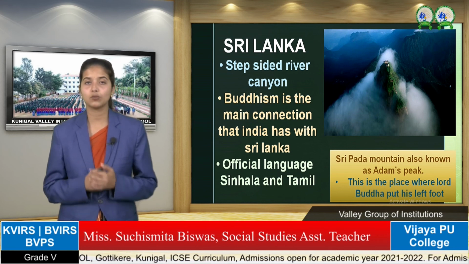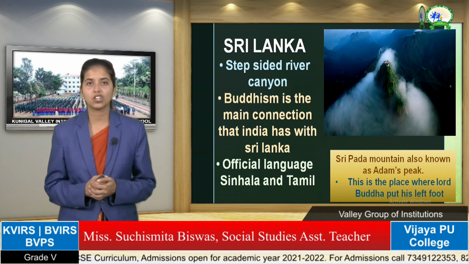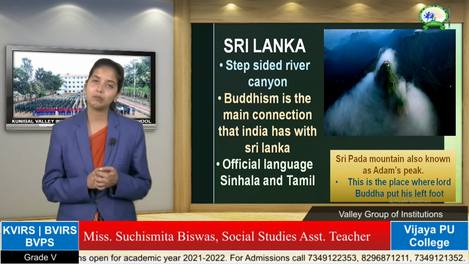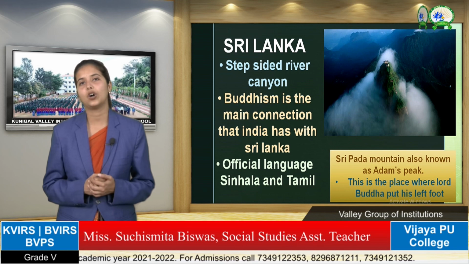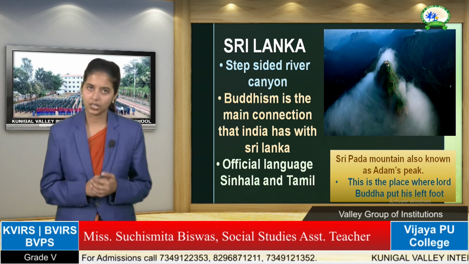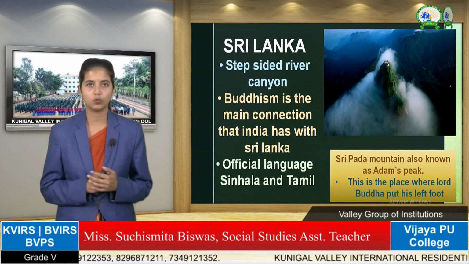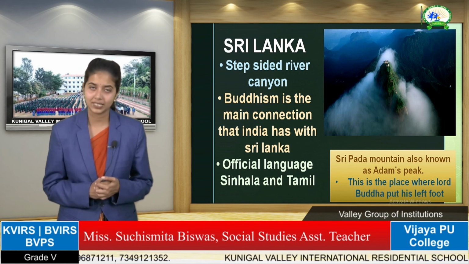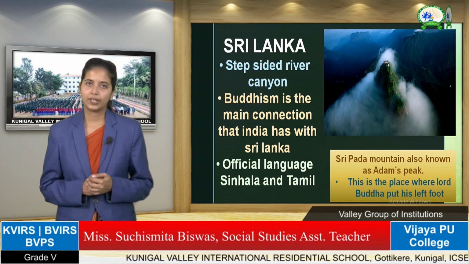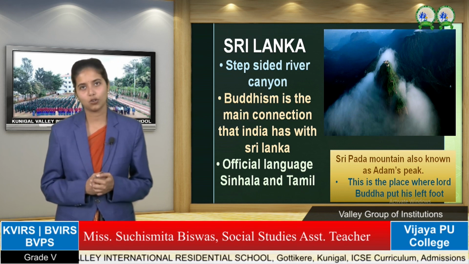So in this class we have ended this chapter. We came to know about all the neighboring countries, their location, their features, their history, and their linkage and impact on India. So please read the chapter thoroughly and go through whatever is written over there, especially the capitals' names and currencies' names. Go through that and learn them, and if you have any doubt, we will discuss it in the next live class. Till then, just stay at home, stay safe.